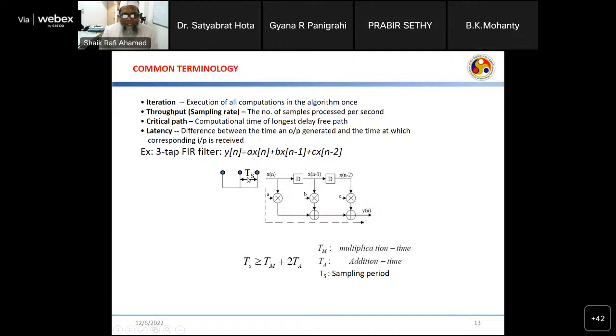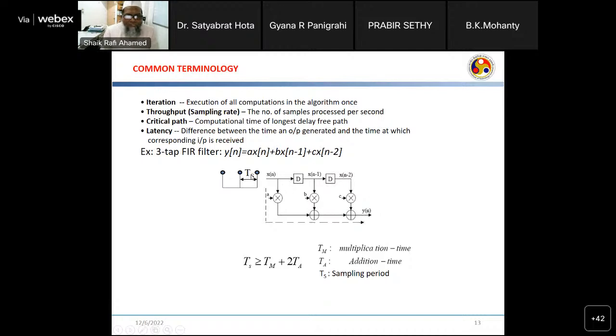If this TS is less, I can call the circuit a faster circuit. So this TS should be very, very less so that it can process more samples per second, which means throughput is more. So I have to design the circuit such that it can process a larger number of samples per second, meaning the throughput of the system is more.